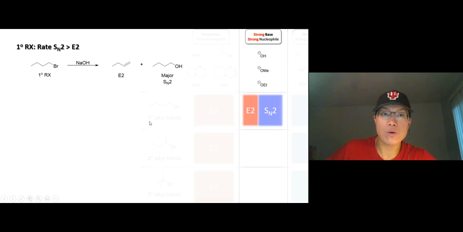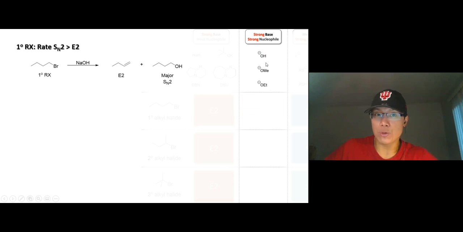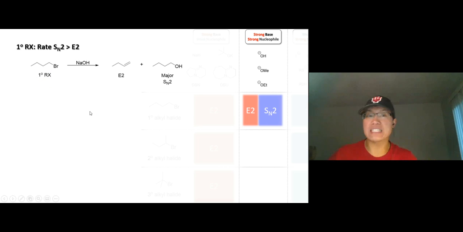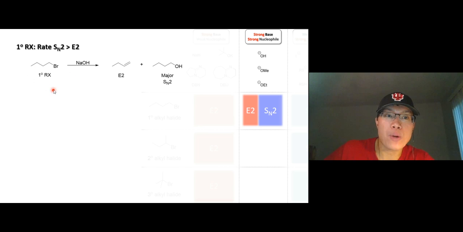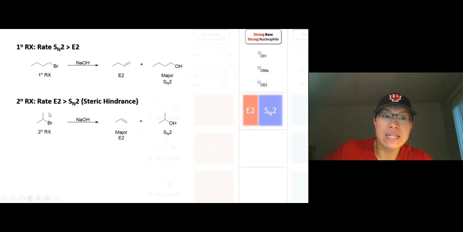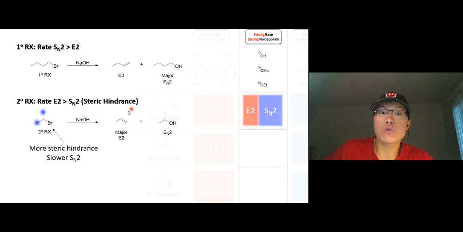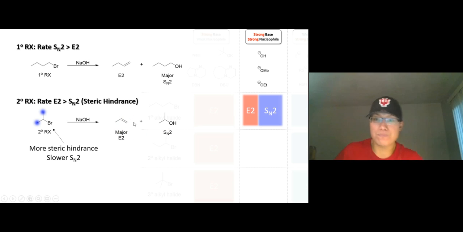Say one more time. I'll go back right here real quick. These guys are strong bases and strong nucleophiles. They can go either SN2 or E2. So when they react with a primary alkyl halide, SN2 dominates. Usually SN2 takes less energy than E2, so it goes faster. But once you switch the structure of the substrate to one that has more steric hindrance, this steric hindrance slows down SN2 enough that E2 dominates. E2 beats SN2. In this case, you're going to have E2 as the major product.